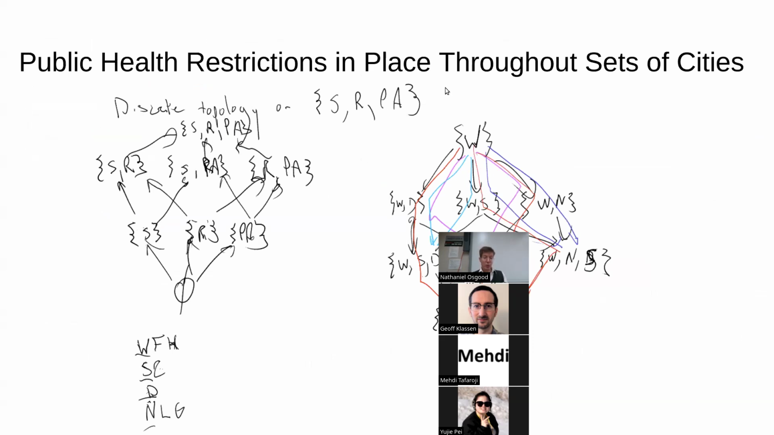These are throughout sets of cities, in all of these cities, Saskatoon, Regina, PA. Maybe there was work from home, but for work from home to be present for all of those cities, it has to have been present for any subset of those cities, like Saskatoon, Regina, or Saskatoon, PA. It has to have been present, right? And it has to have been present here.